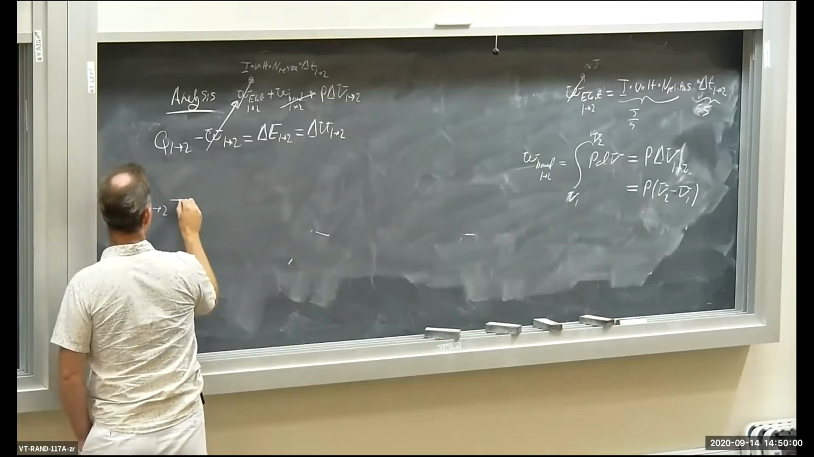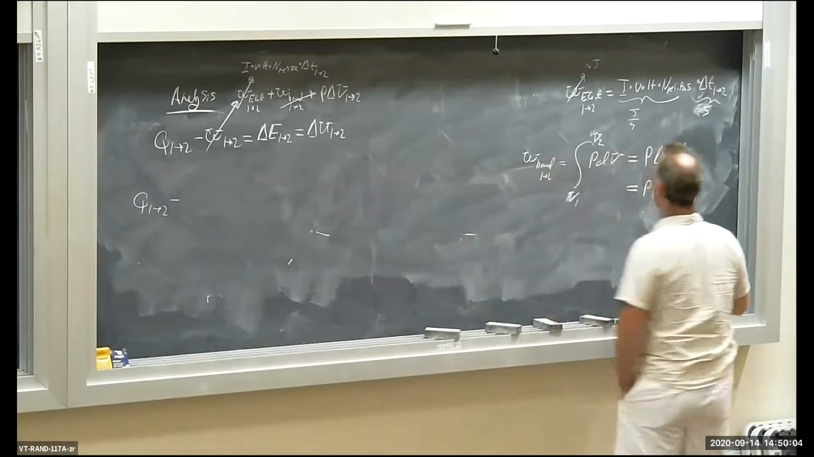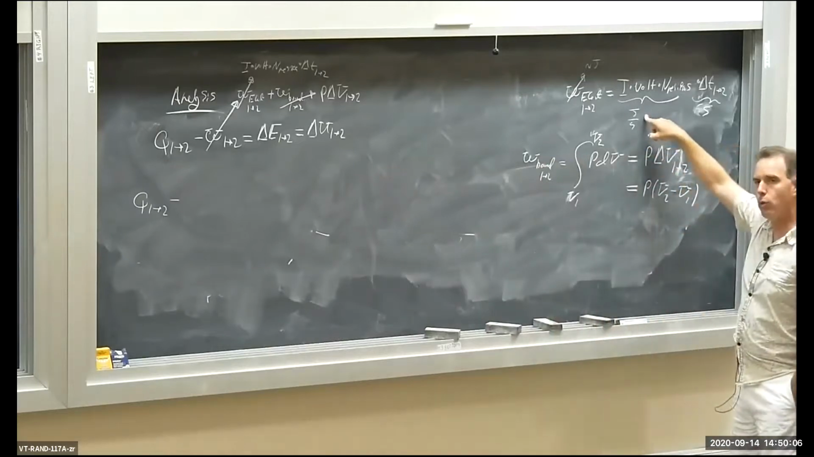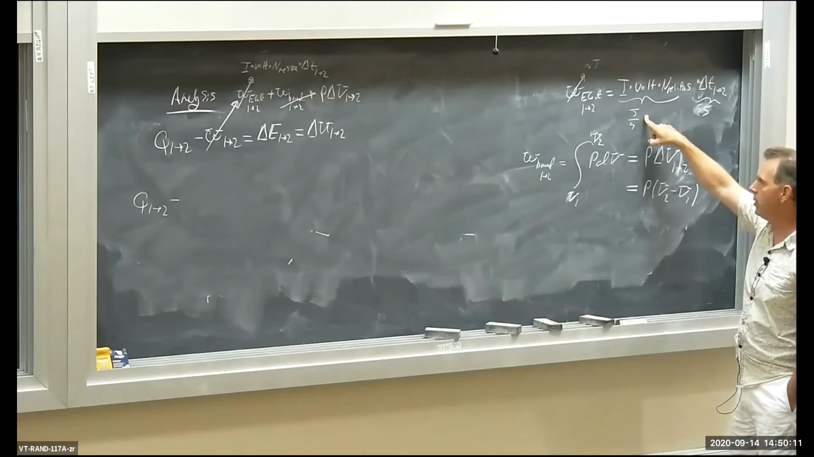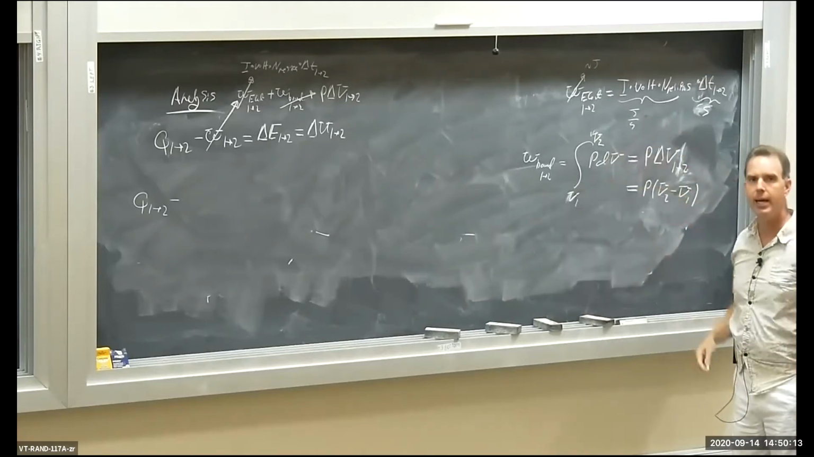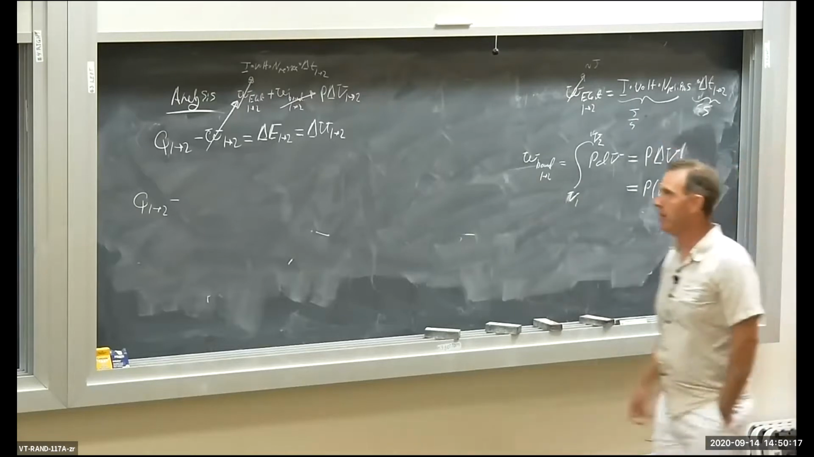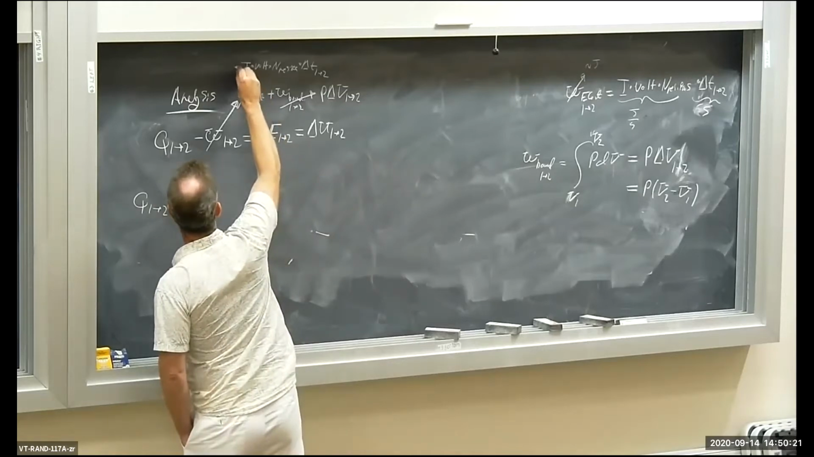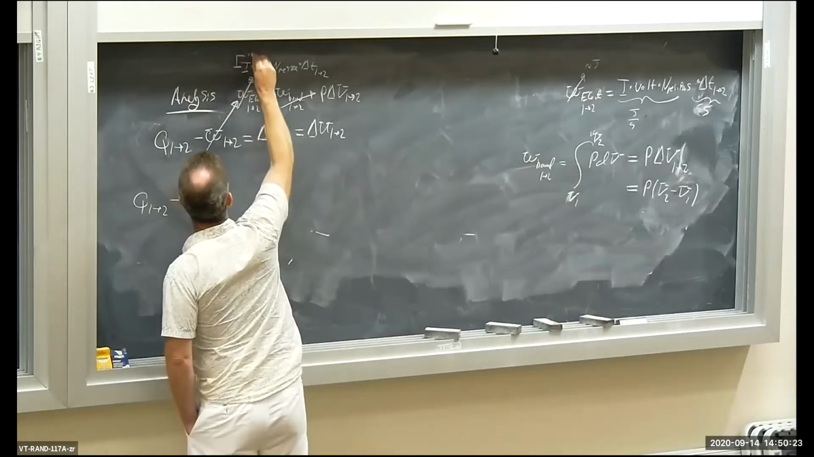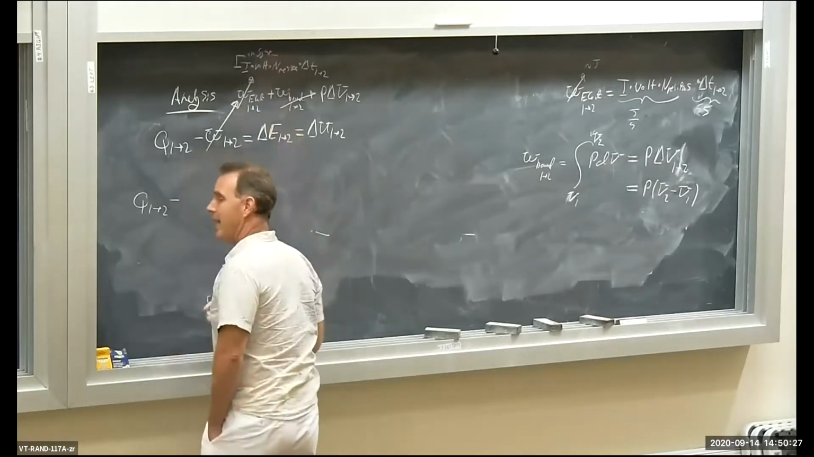Q 1 to 2. Now one little thing here. This electric work is on the system. It's not by the system, it's on the system, whereas the boundary work is by the system. So there's actually a negative sign in front of the electric work on the system. That's why I got the negative work there.